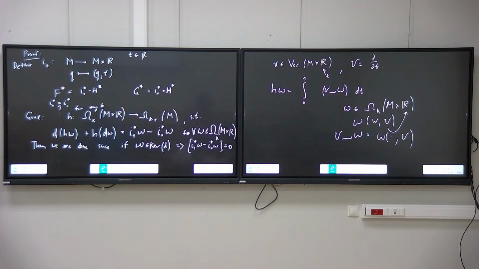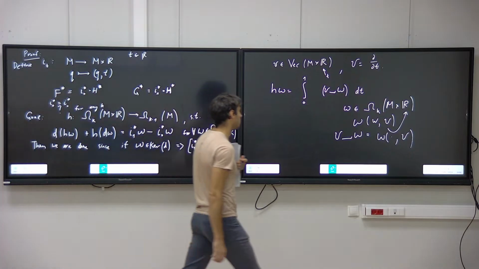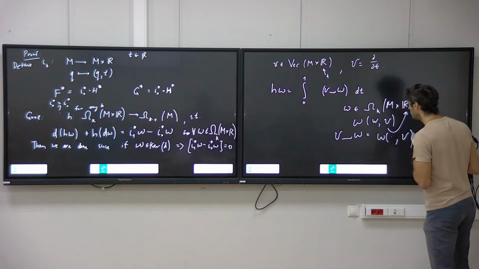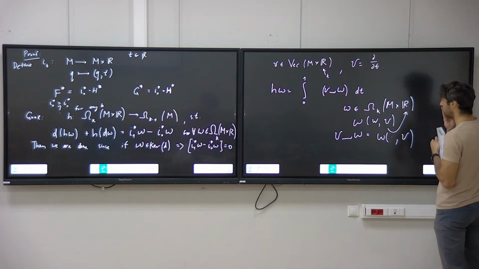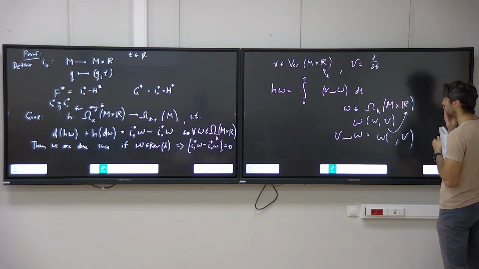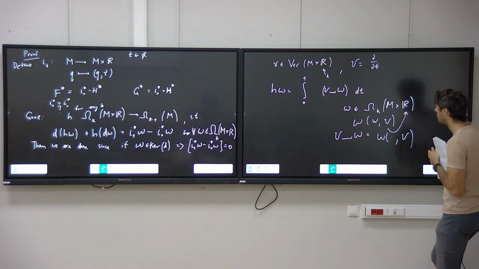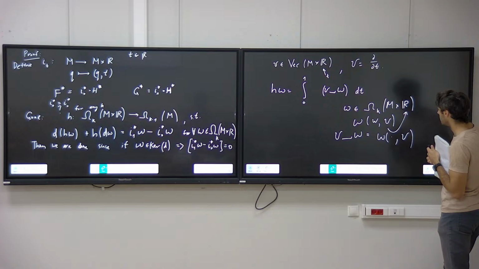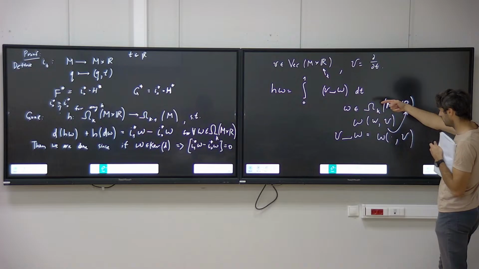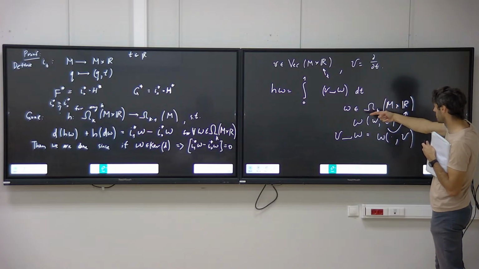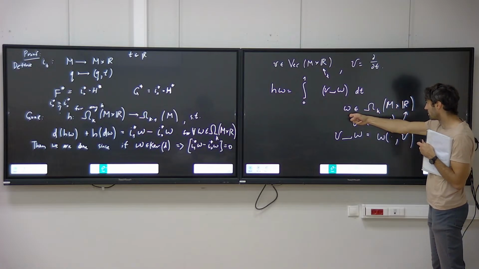And then what I have is that this now becomes a function of t, right? So this depends on t, right?